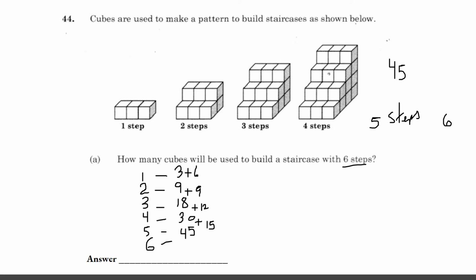Now we need to find out how many cubes we are going to use for 6 steps. How much do you think we need to add to 15? We need to add 3 to 15 again. So we're going to be adding 45 plus 18. This is going to give us a total of 63 cubes. So we're going to use 63 cubes for the sixth step.